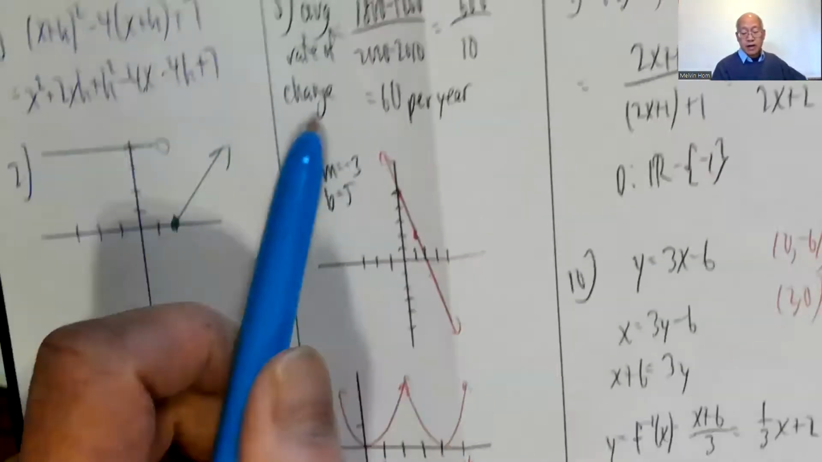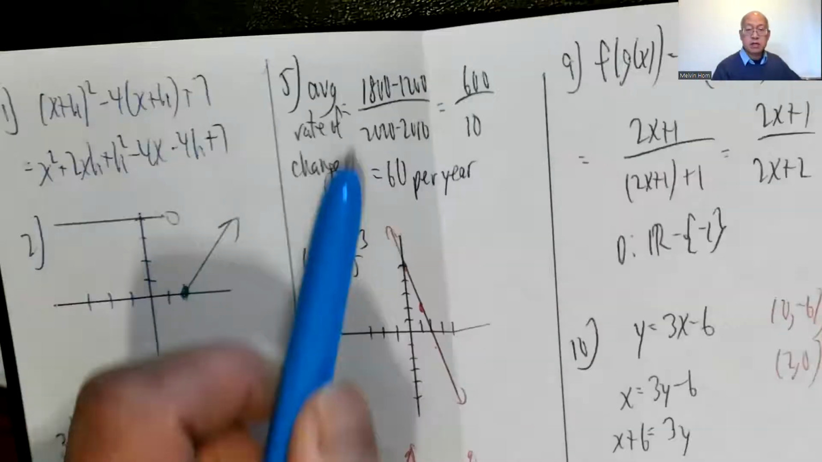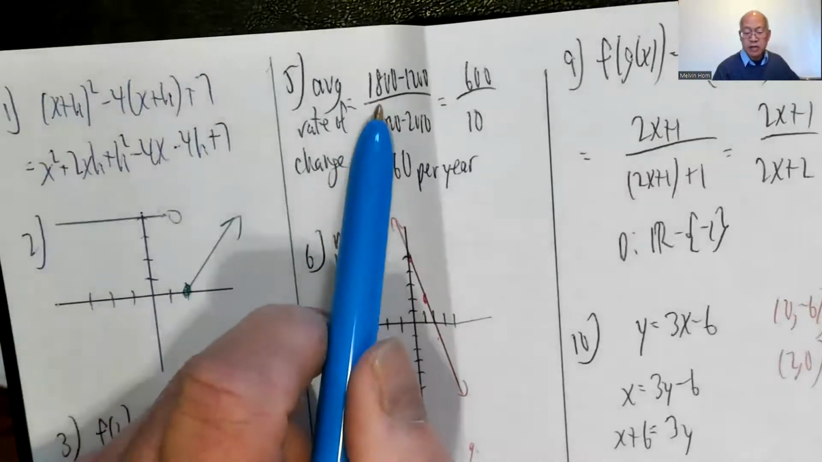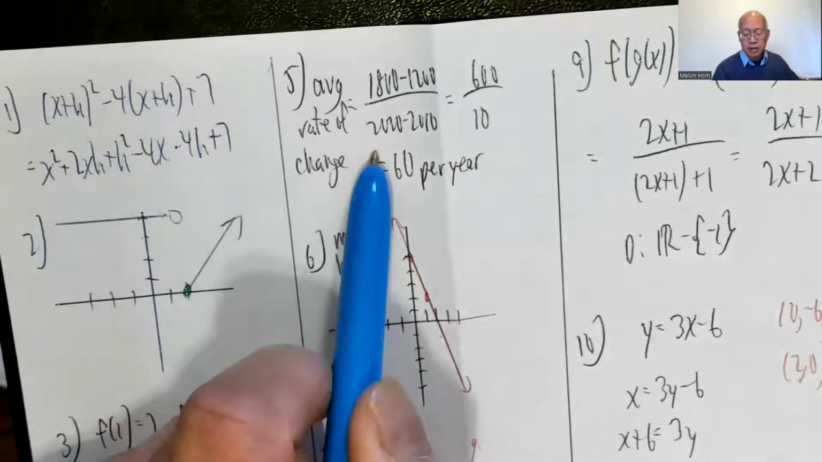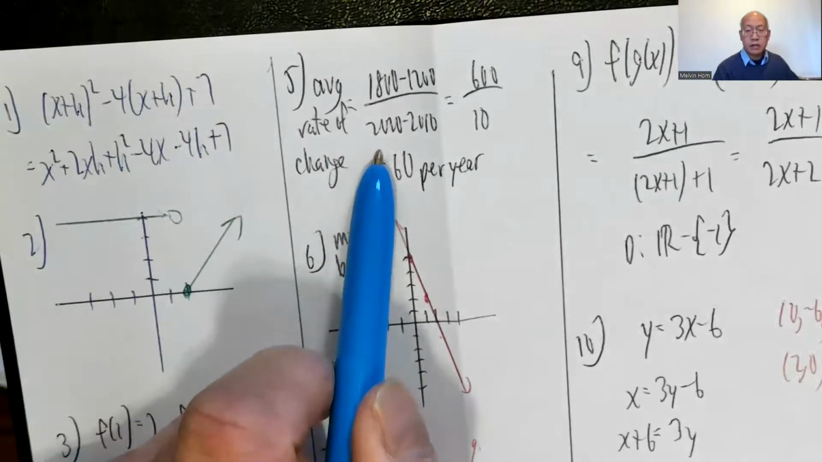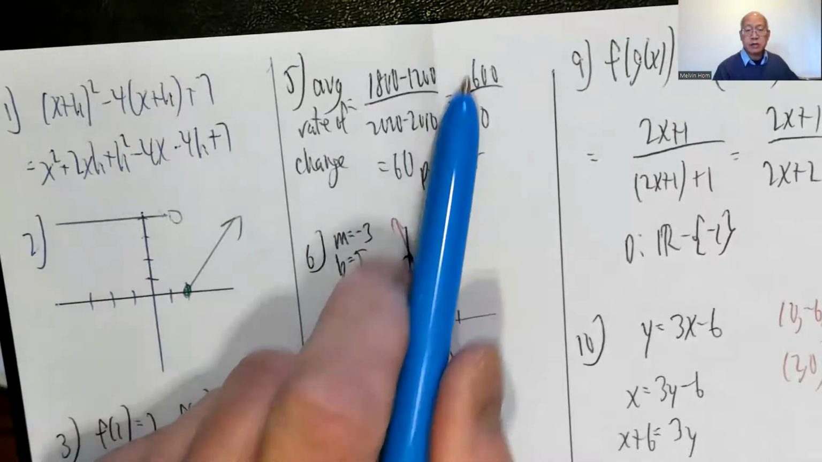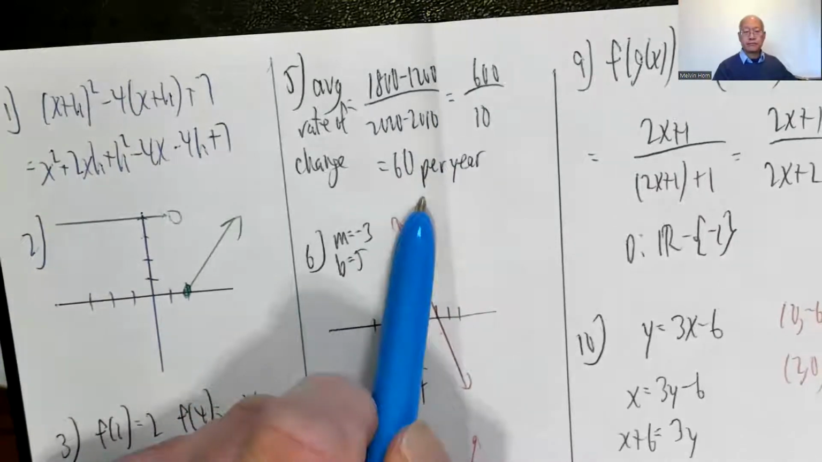Number 5, again average rate of change. So the ending value is 1800 minus the starting value of 1200, divided by the total number of years, which is 2020 minus 2010, 10. 600 divided by 10, or 60 per year.